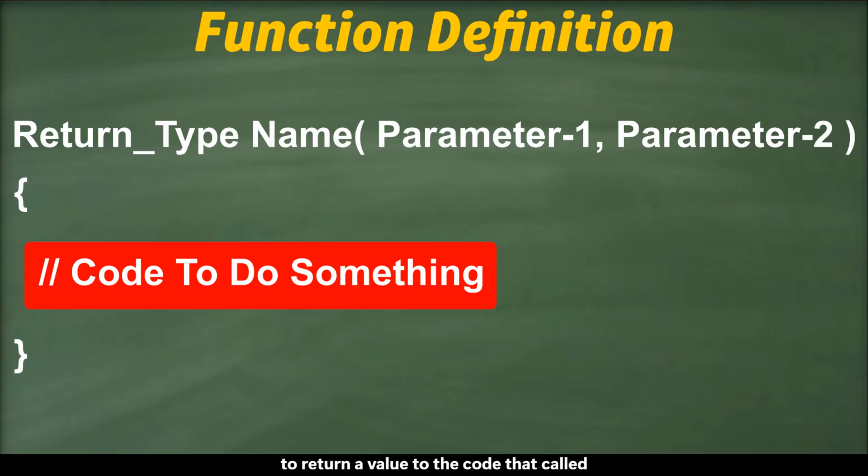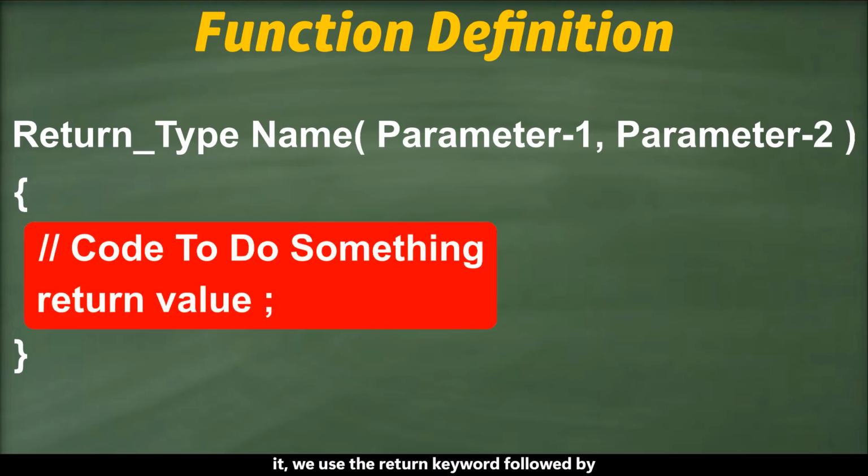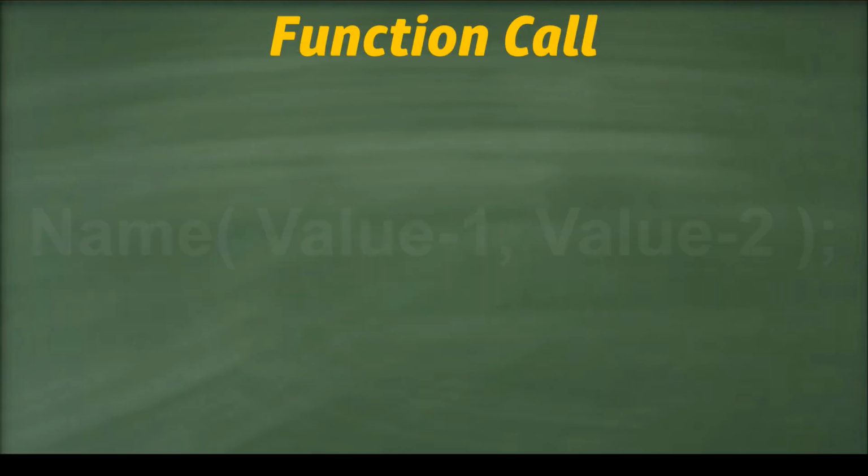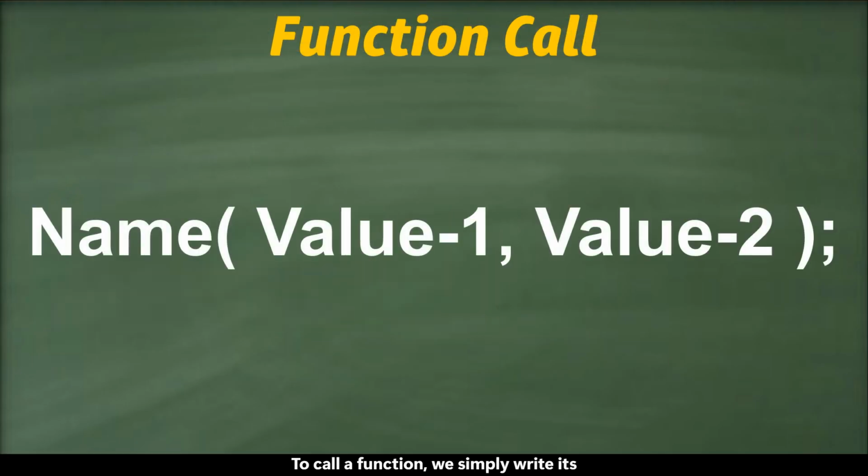If the function needs to return a value to the code that called it, we use the return keyword followed by the value or variable to be returned. Now that we know how to define a function, let's look at how to call it. To call a function, we simply write its name followed by a pair of round brackets.